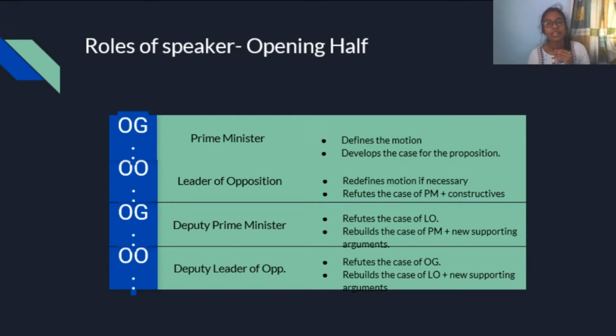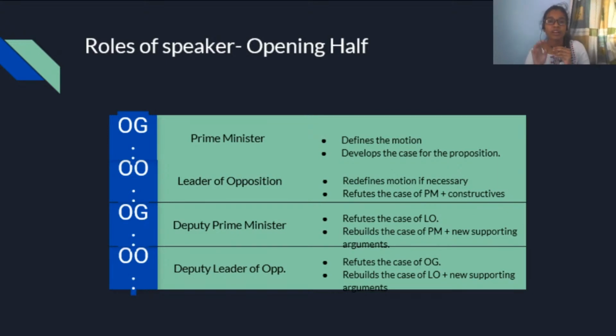Next, it moves on to the leader of opposition from the opposing team. There might be very rare cases when the prime minister might not have given a proper definition of the motion, or the definition might be narrowed down in favoring of the government side. If that's the case, then the leader of opposition has all the rights to redefine the motion and generalize it so that it could be common for everybody. That is something that the leader of opposition can do.